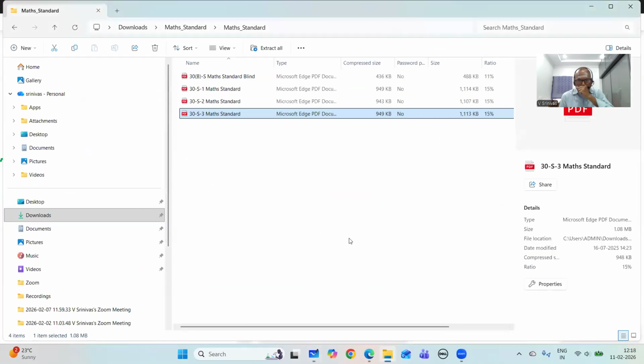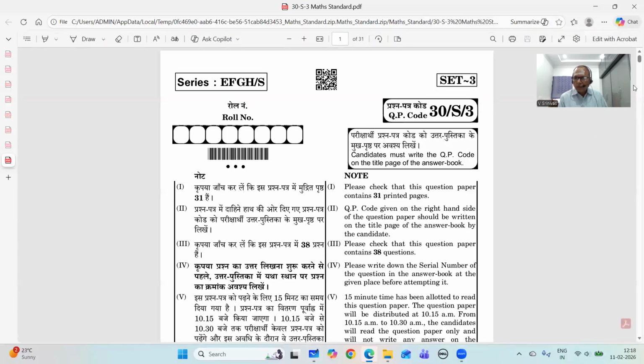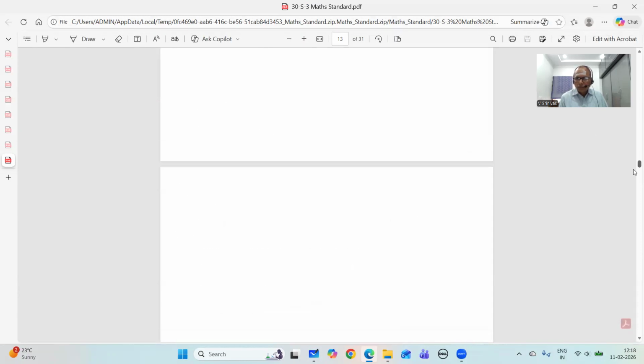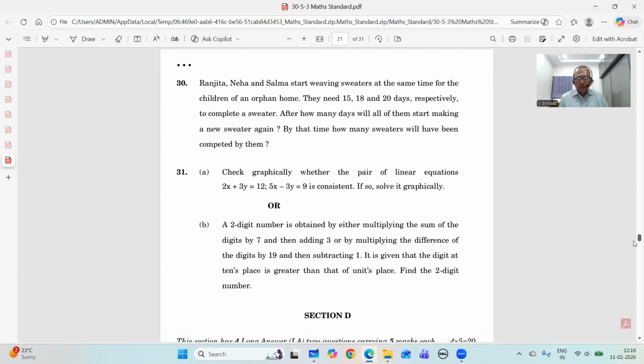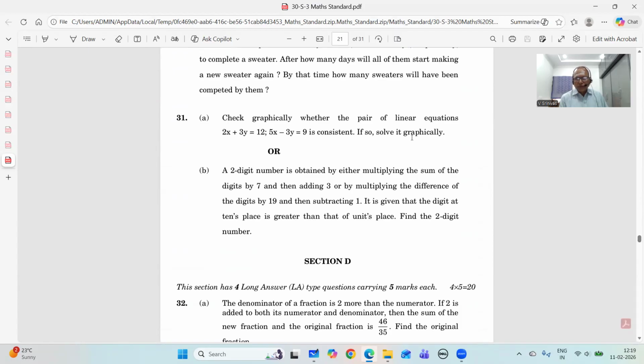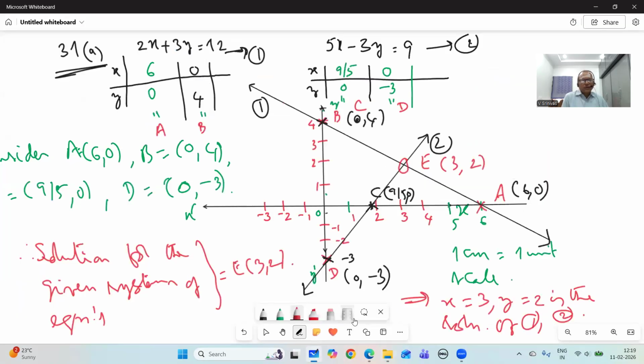So let's look at the question. Question number 30. If so, solve it graphically. We solved it graphically. This completes. Let's look at the next question.